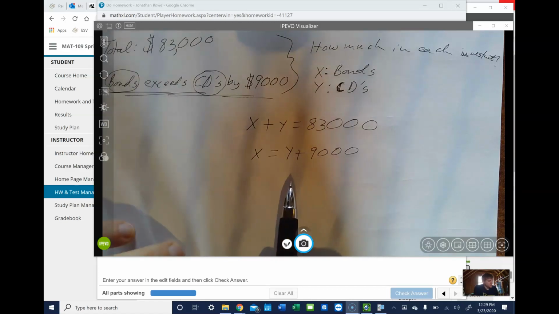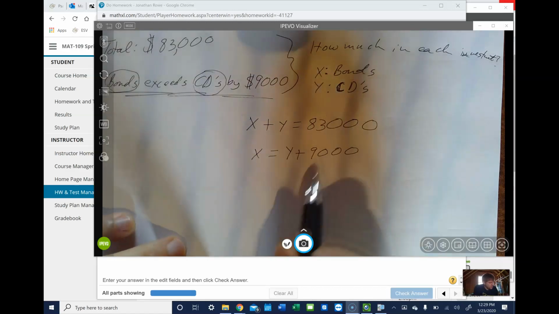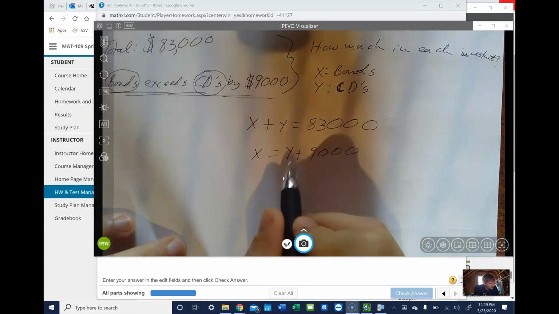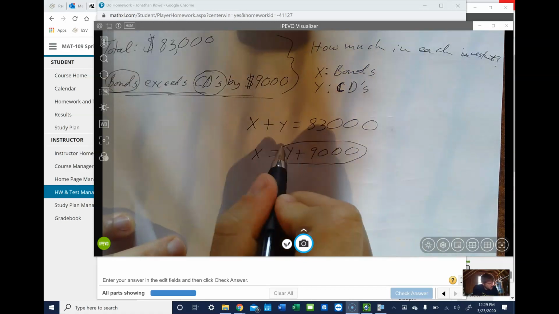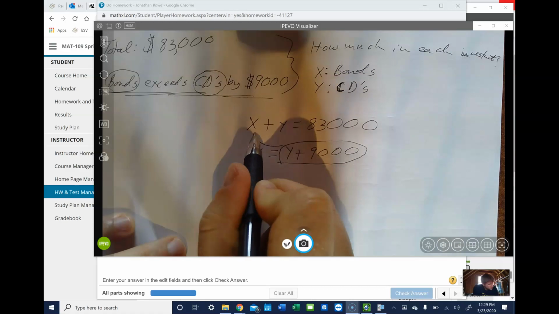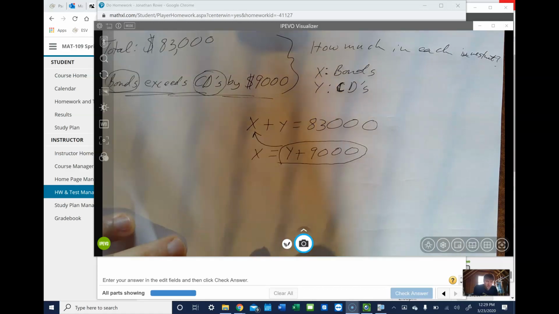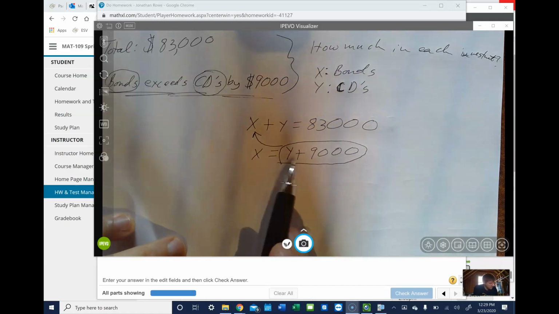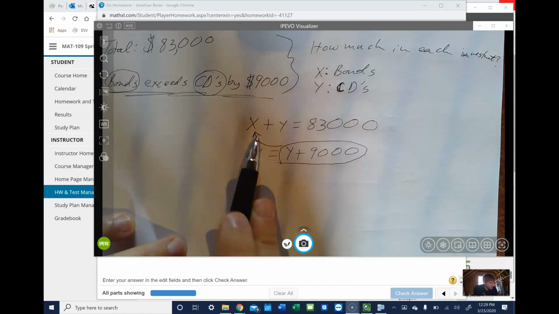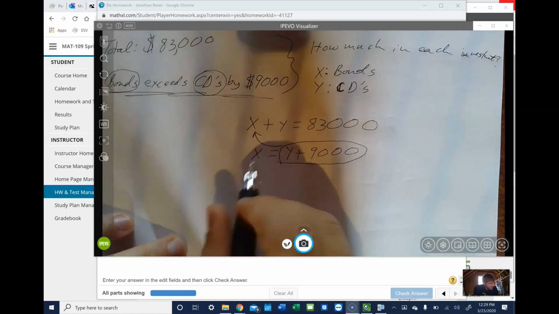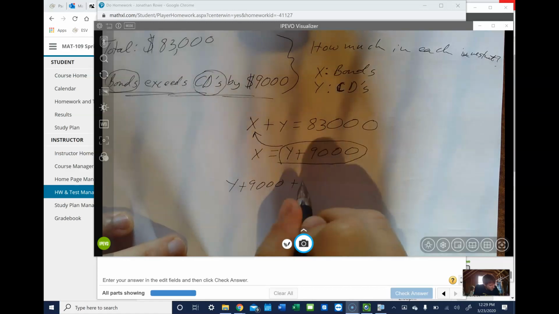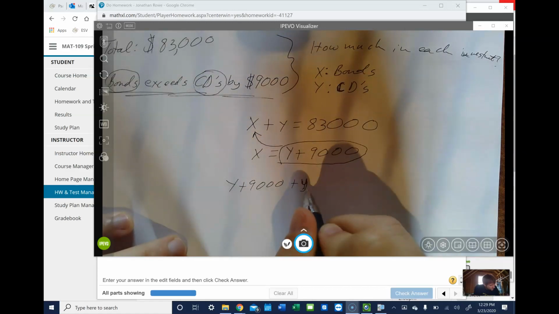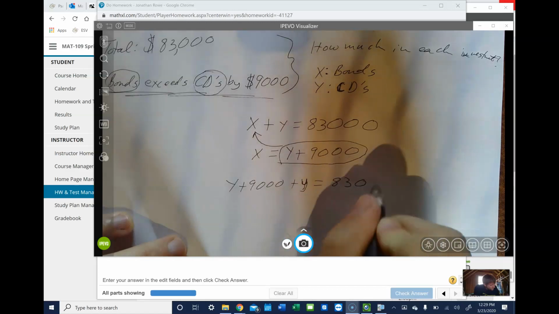I'm going to do substitution because that seems to me to be the easiest, quickest way to do this, I think. Since X is by itself here, all I've got to do is take the Y plus 9,000 and substitute that in for X right here, because it's equivalent to X, right? I'm just substituting it in for something that it's equal to. That's why it's okay to do this. And so I'm going to say Y plus 9,000 plus Y equals 83,000.